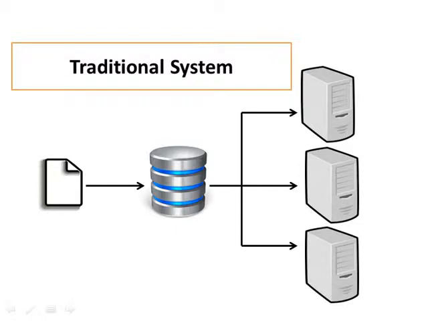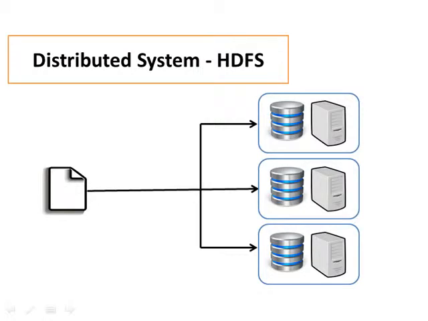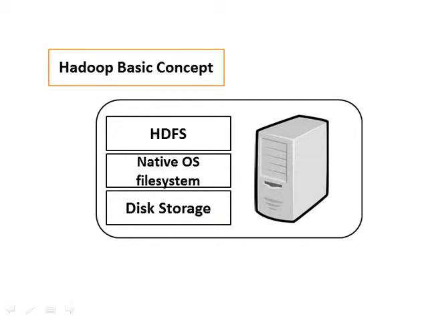With traditional RDBMS systems, data is stored centrally. It is then copied to the processors at runtime, which is good for limited amounts of data. With distributed systems, data is distributed when stored. The data is then processed by the node which the data is stored on. On a node, from the bottom up, you have the disk storage, the native OS file system, followed by HDFS, which will sit on top.